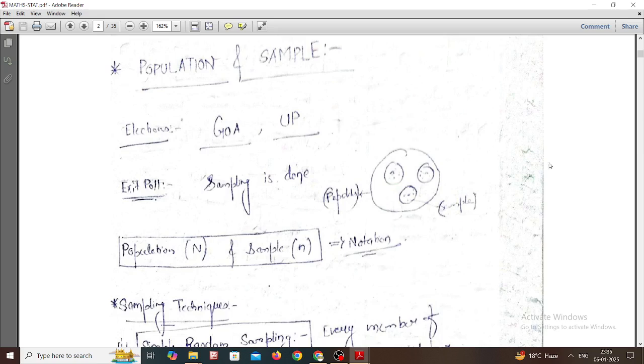Here we must note that population is expressed in terms of capital N and sample is expressed in terms of small n. This is a particular notation for these terms.